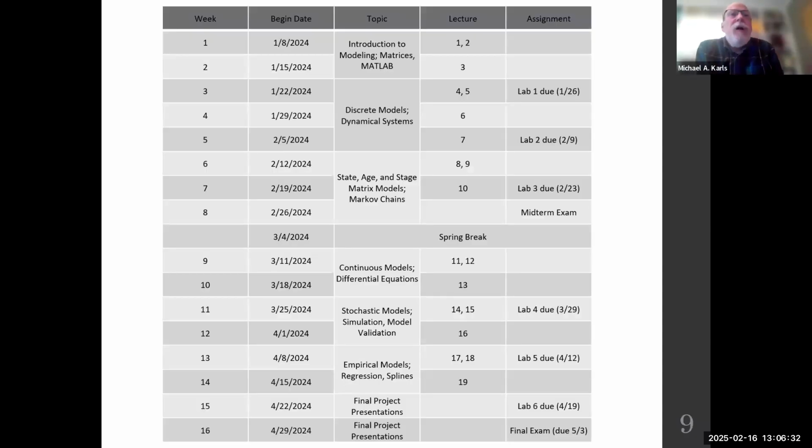So this schedule here outlines the 16 weeks of class. There's a spring break in the middle, so it was 15 weeks for the course. And what I plan to do is spend about 2 or 3 weeks on each of these sort of subsets of topics.